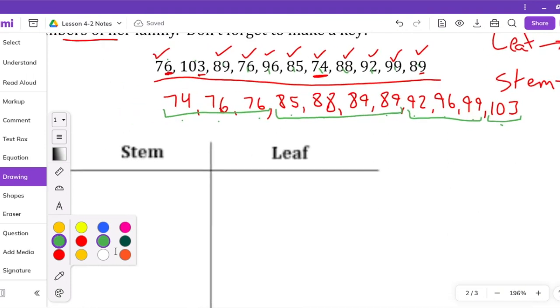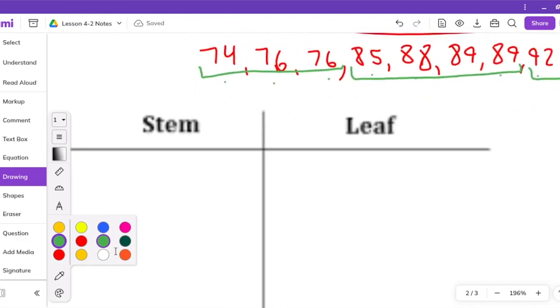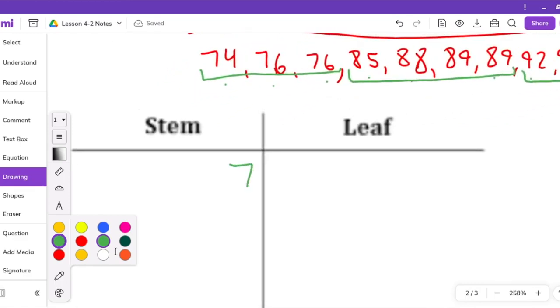So basically what a stem and leaf plot does is take this group. As soon as I put it in order, it's a little bit more organized. A stem and leaf plot is going to group them according to their tens. So I put the 7 here because these all have a stem of 7. The leaves are 4, 6, and 6. And you don't have to put commas in between because it's understood that the leaf is only one digit.